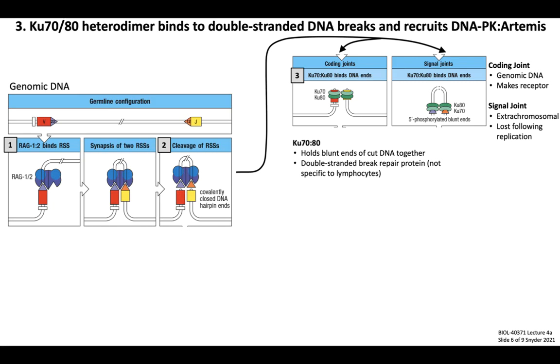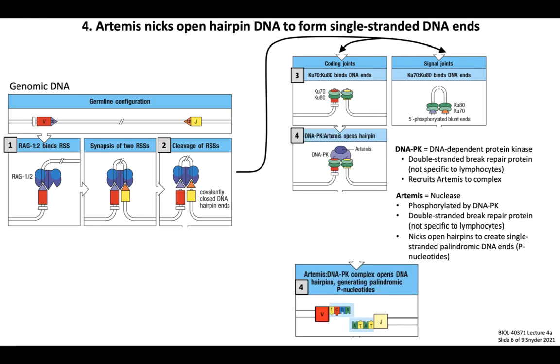These form a heterodimer with a ring or donut-like structure, shown by the green loops in this diagram, and these rings then sort of cap the DNA hairpins. Ku is responsible for holding the hairpin DNA ends together, and it's also responsible for recruiting the next enzyme in step number 4 of this process, which is called DNA-dependent protein kinase, or DNA-PK, and this is represented by this light purple blob in the diagram.